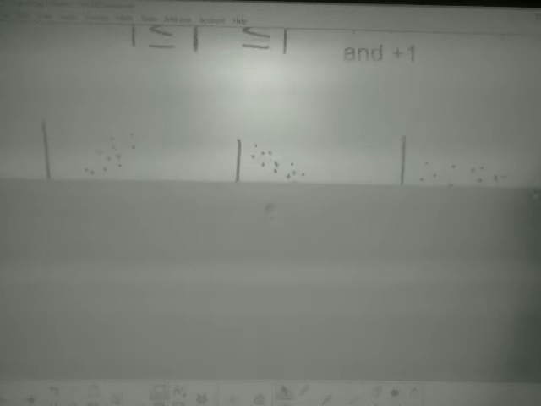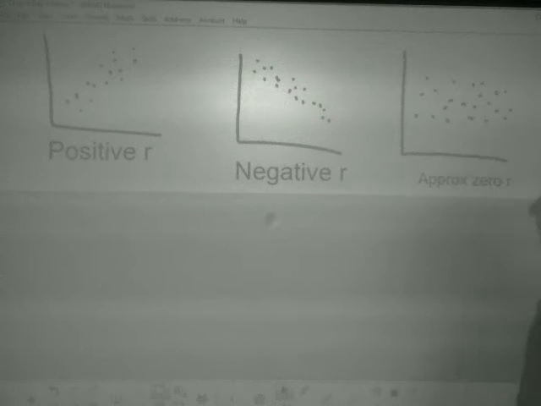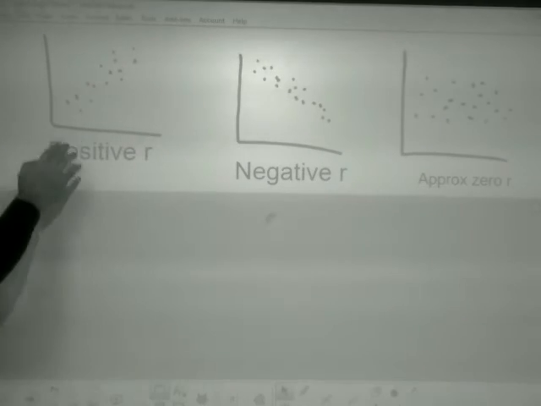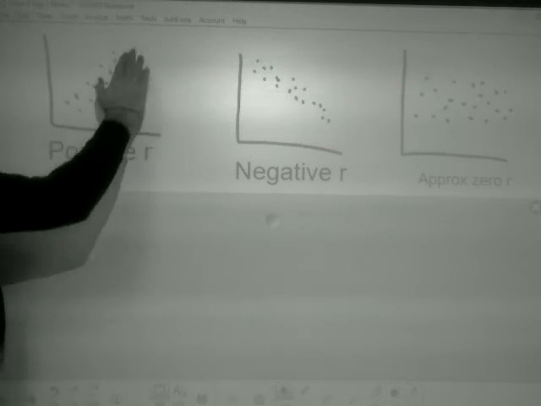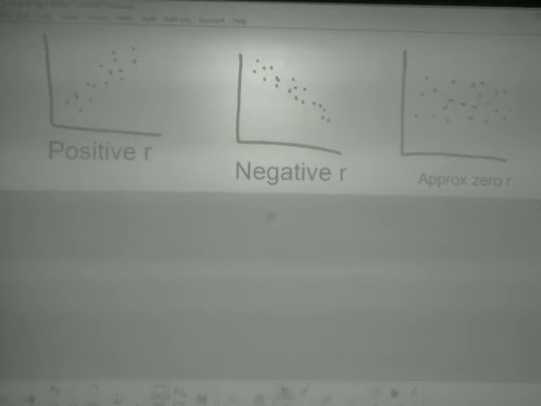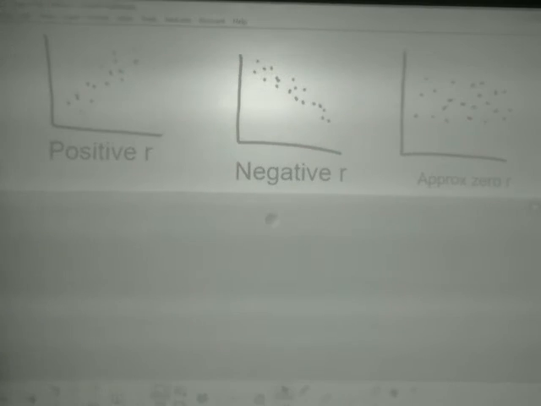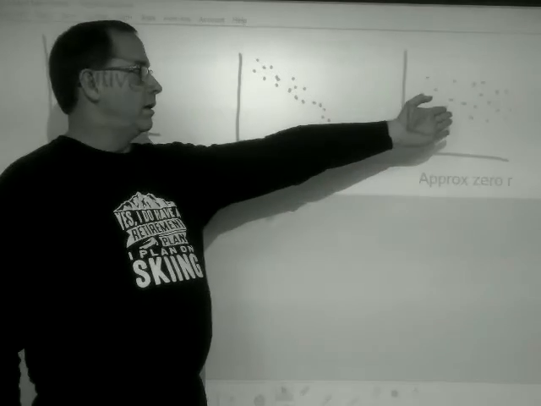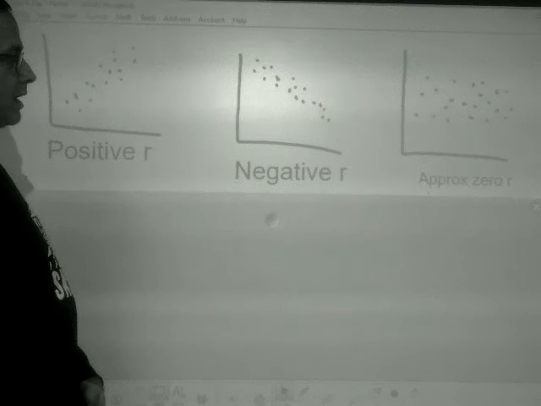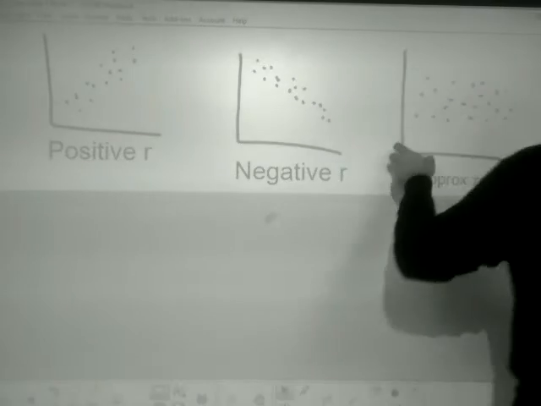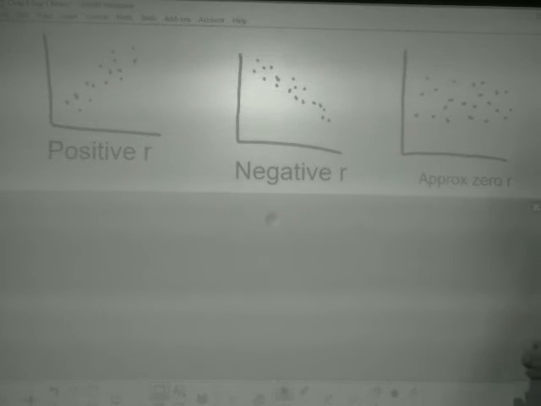So here's some examples of correlation. The first one on the left here, the general trend of the data is heading upward as you go from left to right, and that is what we call a positive correlation. Heading downward is a negative correlation, and random scatter is approximately 0. The other time you'll see approximately 0 is if you have a curved set of data. That will also have approximately 0 correlation.